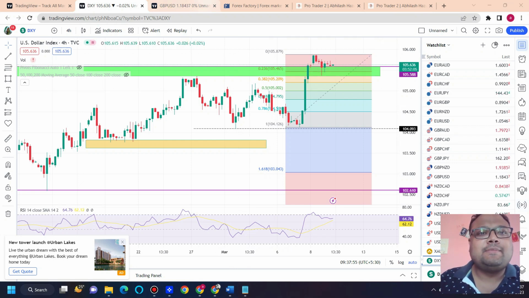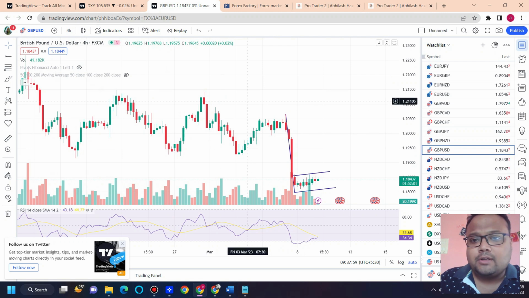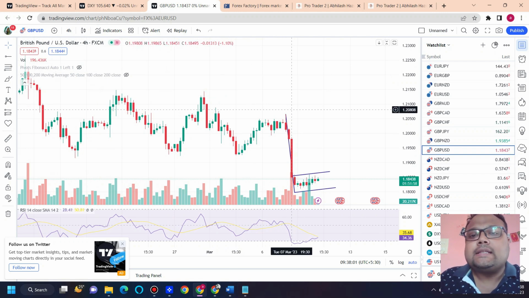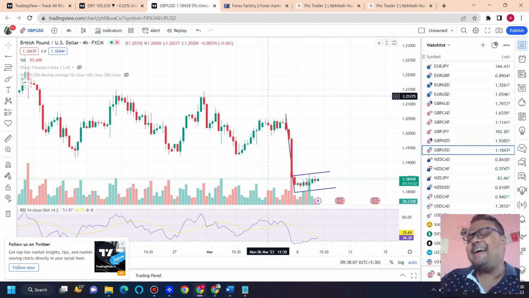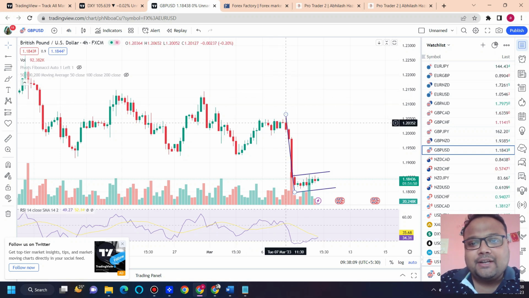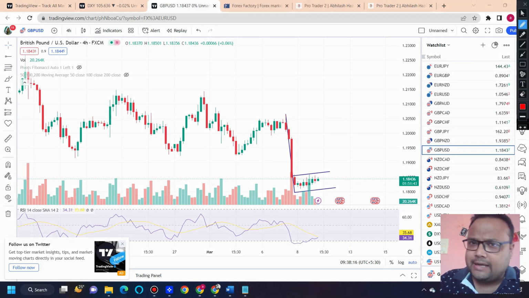So now let's discuss GBPUSD. First of all, I would like to discuss the 4-hour time frame, because on the 4-hour time frame we can see a clear bearish flag here. I was about to say engulfing pattern, but this is a clear bearish flag on the chart of GBPUSD. A bearish flag is usually a trend continuation pattern, and there's a high chance that the market will be going down.